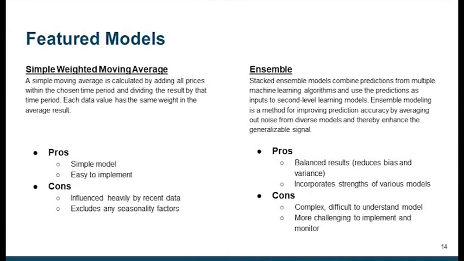With the RMSLE, lower scores are better. And we can see from the graph that the ensemble model outperformed all 6 other models, with the simple weighted moving average scoring 5th and random forest bringing up the rear.